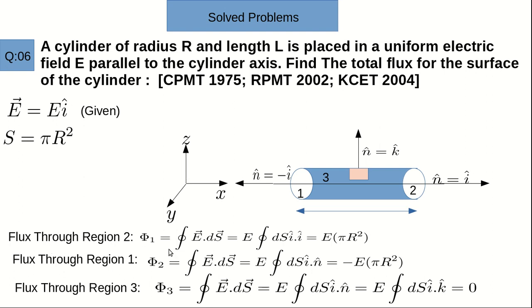For the flux through region 1, if we denote it by phi 1, then the integration of E dot ds will be, with E constant along i cap and ds along i cap, just E pi r square. The flux through region 2, phi 2, will be the integration of E dot ds, which is minus E pi r square. And for the flux through region 3, phi 3, our electric field is along i cap, but the n cap is along k cap, so the dot product is 0. If you calculate the total flux, phi 1 plus phi 2 plus phi 3, it will be 0 through the surface.